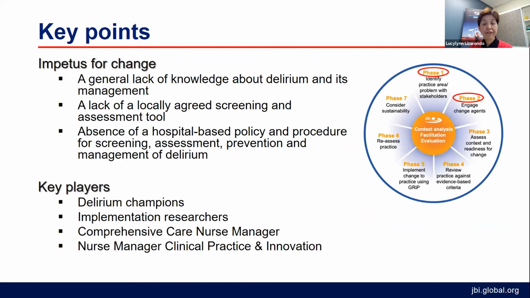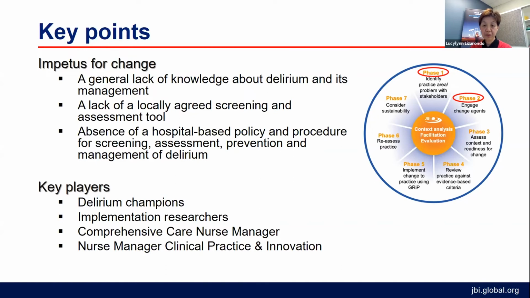So phase 1 is identifying the practice area for change. Prior to us being involved in this project, the organization had already identified issues that impact on their delirium practices, which became the impetus for initiating the practice changes. This included a general lack of knowledge about delirium and its management, lack of a locally agreed screening and assessment tool, and the absence of a hospital-based policy and procedure for screening, assessment, prevention, and management.